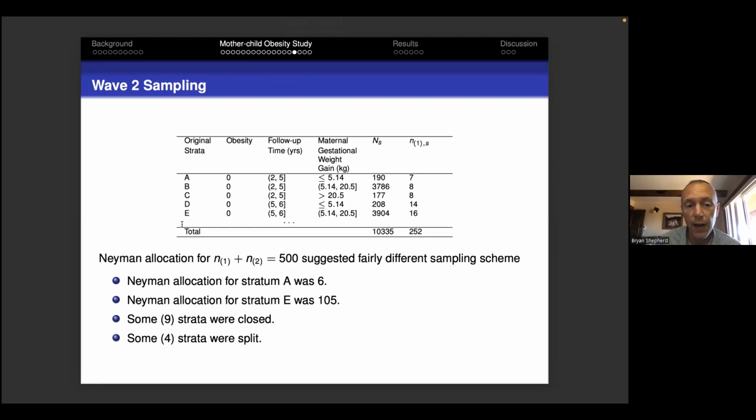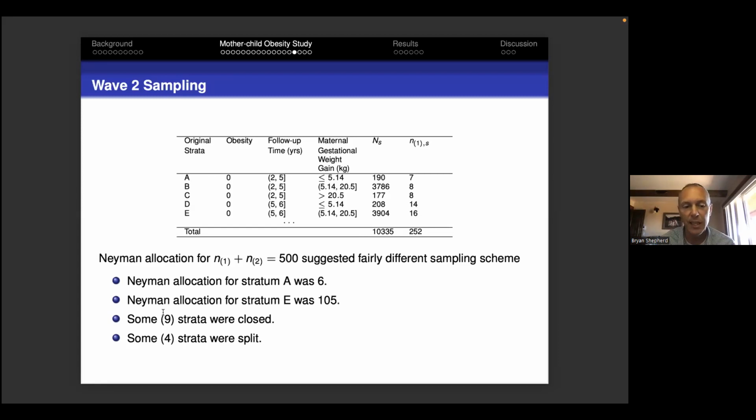So these are our first 5 strata. Now, Neyman allocation for the second wave suggested a fairly different sampling scheme. So Neyman allocation for stratum A was 6, but we actually had already sampled 7. So in this case, we closed that stratum. Neyman allocation for stratum E was 105, and we only sampled 16. So we really undersampled from that stratum in the first wave. And so what we ended up doing is splitting this stratum E for the second wave so that we'd sample more from it, but dividing it up among different strata.